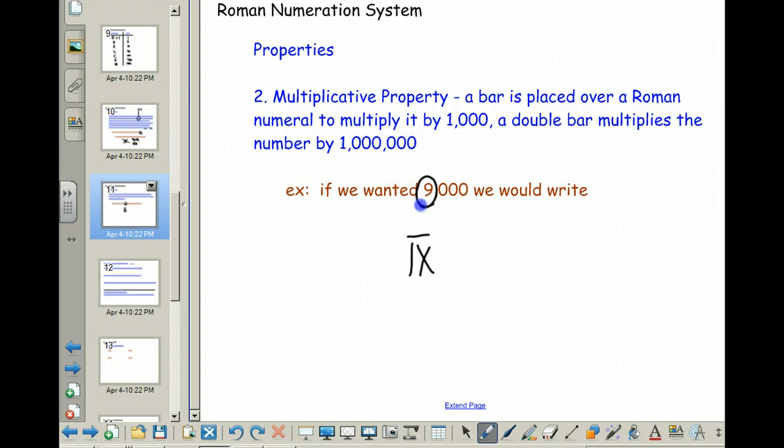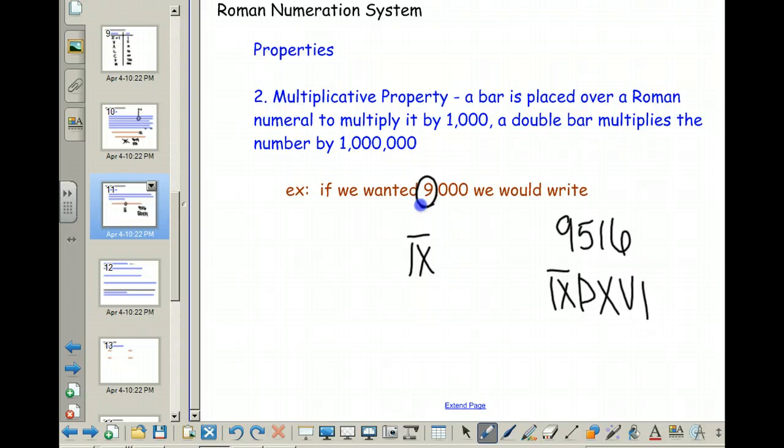And then if we had a step after that, let's say it said 9516. Well, the 9,000 is still IX with a bar over it. And then we would keep going after that. How do we get 500? How simple that was. D. How do I get 16? 10 and then 6. So how do I get a 10? That's X. And then how do I get a 6? VI. So I don't want you to think that the whole number has to have a bar, but just the number that's multiplied by 1,000.